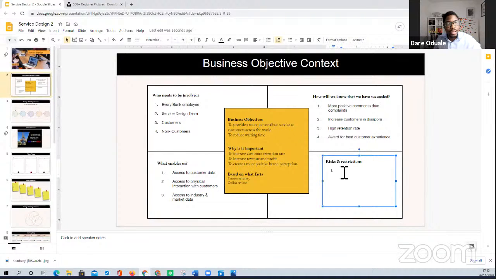So what are the risks and the restrictions? What are the things that are likely to be the risk here, and what are the things that are likely to restrict this? Remember, this is high level. Before you start working on the project is when you're creating this business objective context, so we don't need to deep dive into risks that we don't know yet. These are just things that we can think of. Yes, inaccurate data is a very huge risk. Inaccurate data.